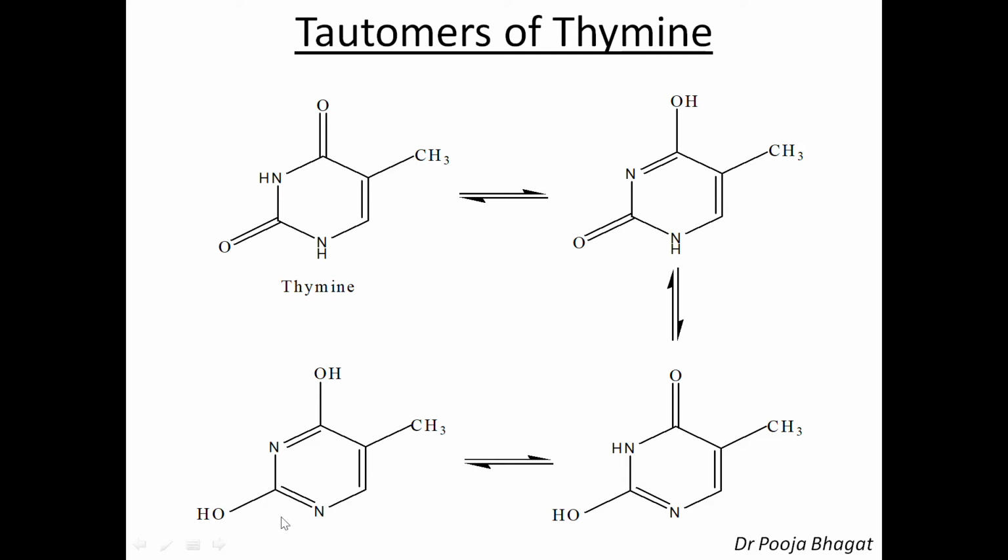Okay, this is the pyrimidine ring. So you have to name it. Then how will you name it? Yes, it is 2,4-dihydroxy 5-methyl pyrimidine. Okay, and out of these 4 tautomers, this is the form which is present in DNA. Thymine is present only in DNA. So this form of the thymine will be present in DNA.